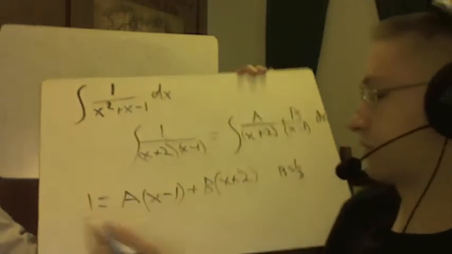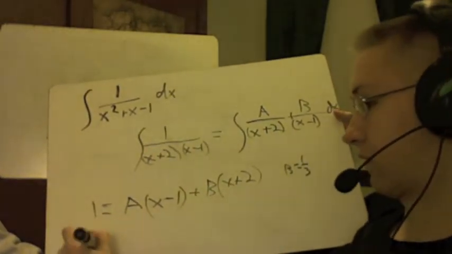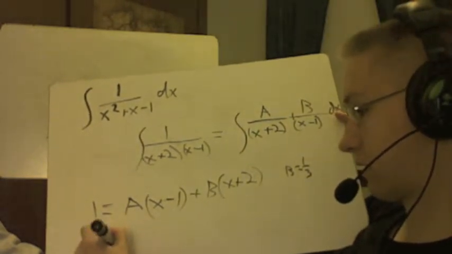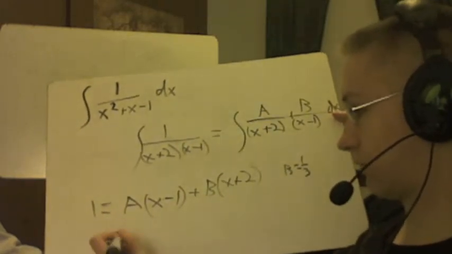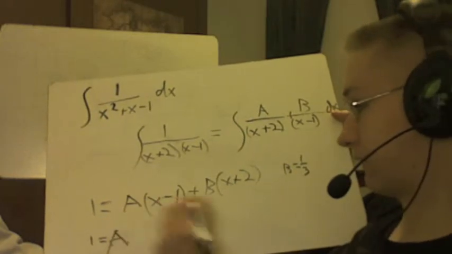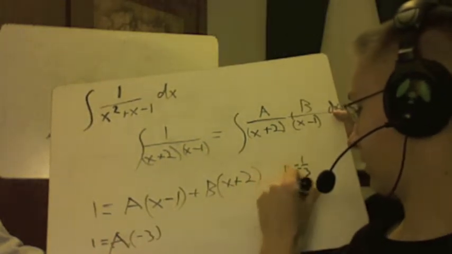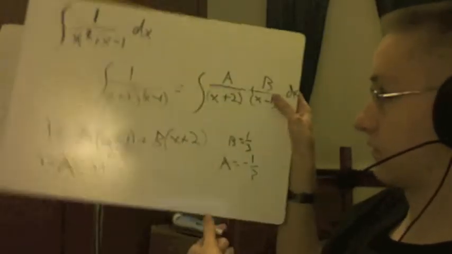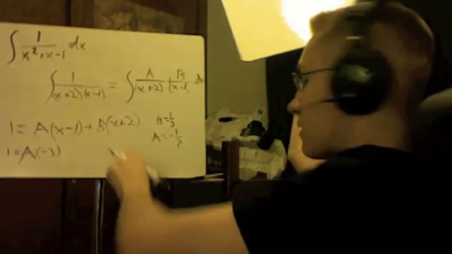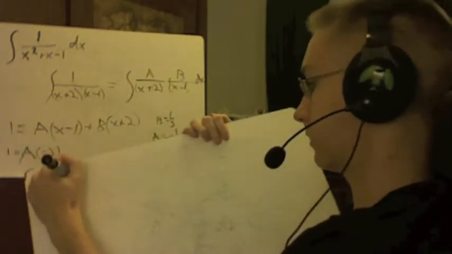Doing the same thing over here, say that x was equal to negative 2. Now we would have 1 equals a times negative 2 minus 1, which is negative 3. So then a equals negative 1/3. Man, I'm worse at writing on this than I am on chalkboards. So now that we know what a and b are, we can put those back into the original and get a totally solvable integral.